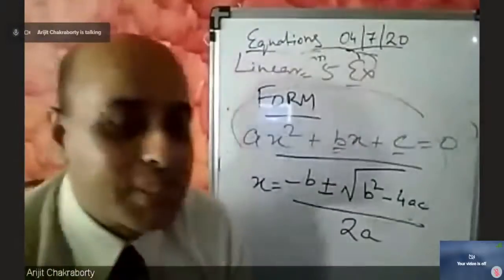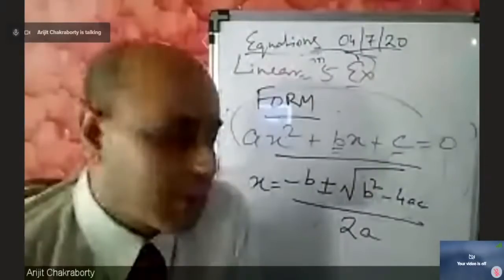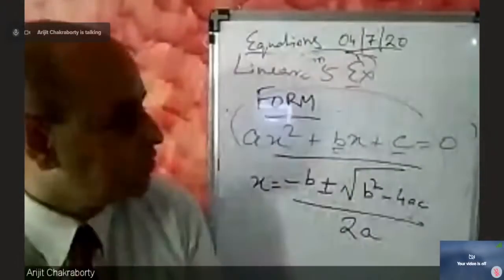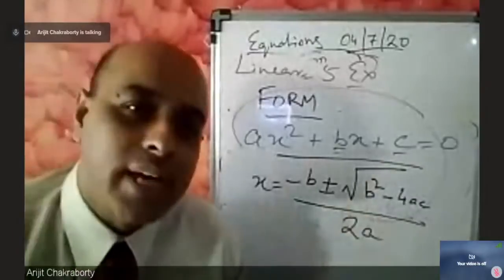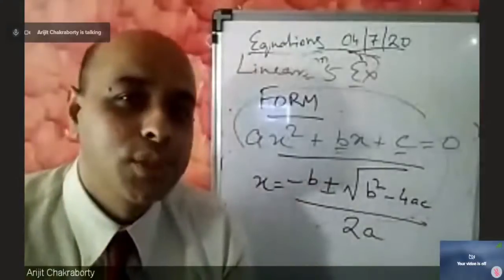Now, if you see, dear friends, since we are having this particular form, ax square plus bx plus c equal to 0, this looks very cumbersome, but please note that since it's a quadratic equation, there will be two roots.